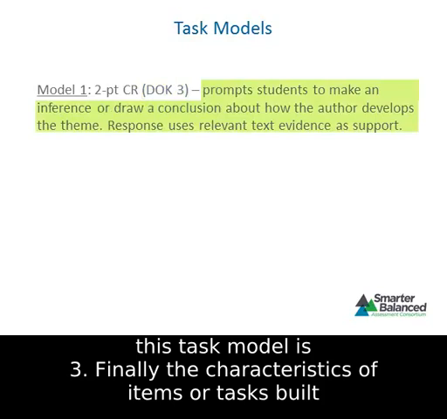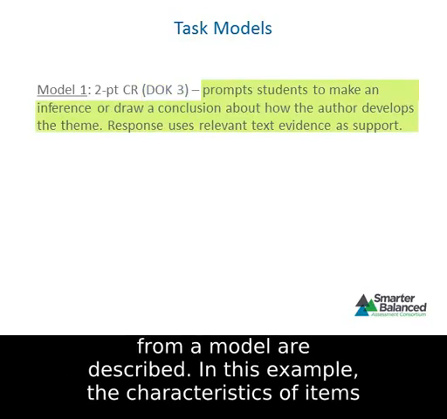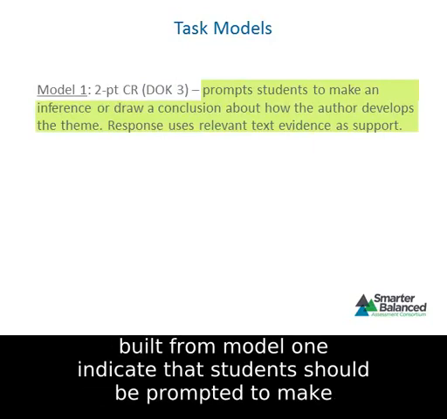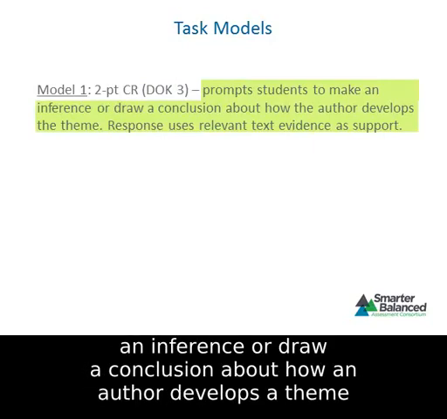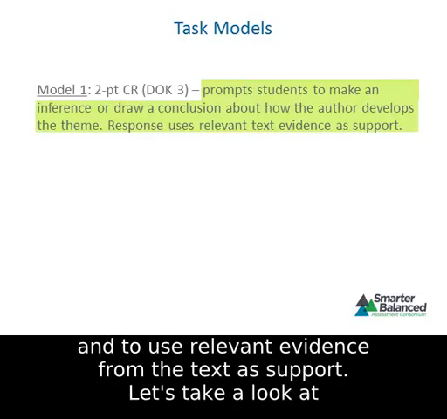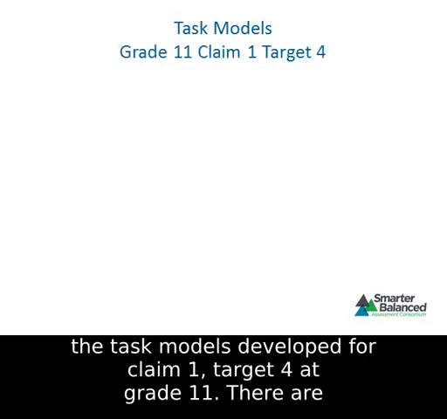Finally, the characteristics of items or tasks built from a model are described. In this example, the characteristics of items built from Model 1 indicate that students should be prompted to make an inference or draw a conclusion about how an author develops a theme and to use relevant evidence from the text as support. Let's take a look at the task models developed for Claim 1, Target 4 at Grade 11.